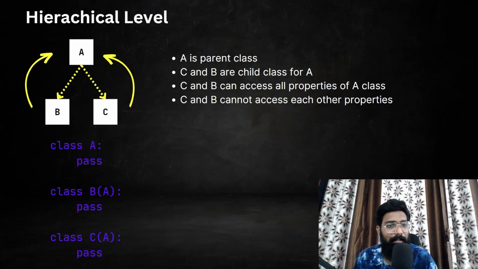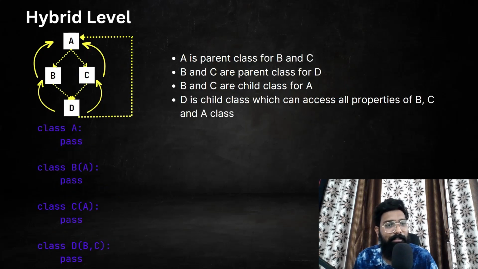Then hierarchical. In hierarchical, we have one parent and multiple child classes. So A is a parent of B and C. B and C are not connected, meaning they cannot access each other's properties, but B and C are pointing to A, meaning they can access all the properties of class A. And the implementation is something like class A pass, class B opening closing A pass, class C parenthesis A. So C and B are children and A is a parent.